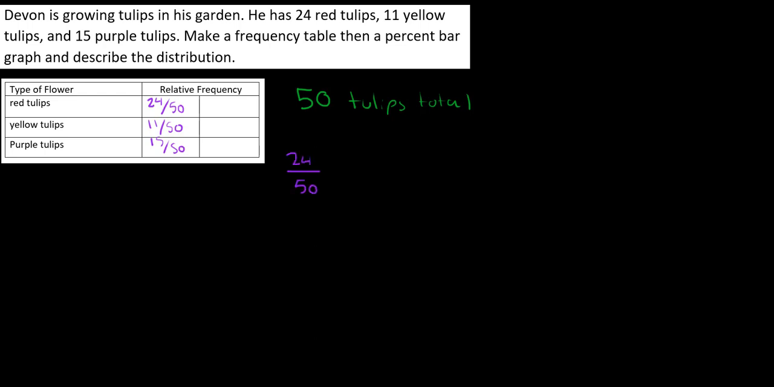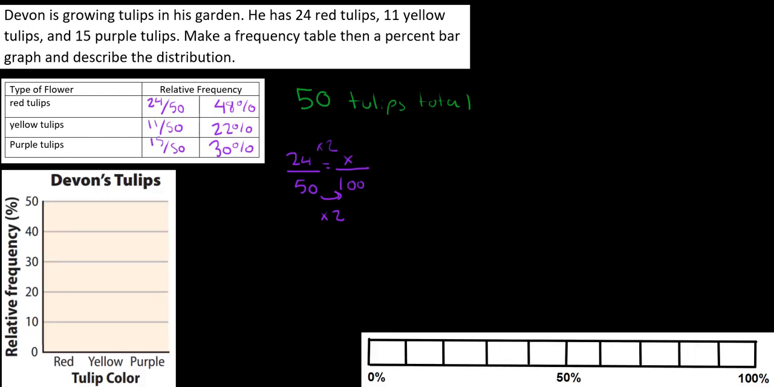Okay, now all I need to do is turn these into percents. So let's start with 24, and then over 100, and then x. So what number times 50 is going to give me 100? Okay, that's a pretty quick one. So times 2. That means I have to multiply all of these numbers by 2 in order to get my percent. So 24 times 2 is going to give us 48%. 11 times 2 is going to give us 22%. And then 15 times 2 is going to give us 30%. Okay, so at this point we've completed our frequency table.